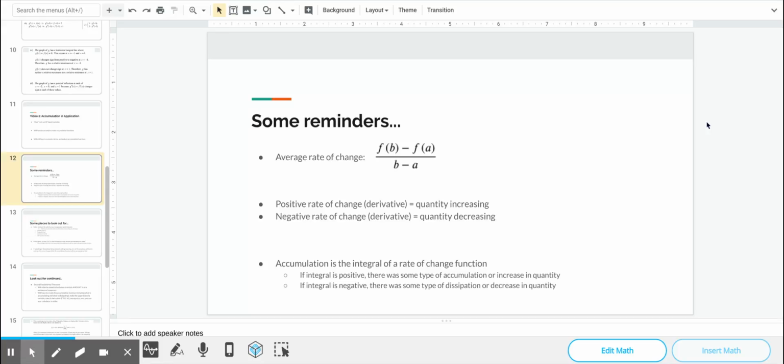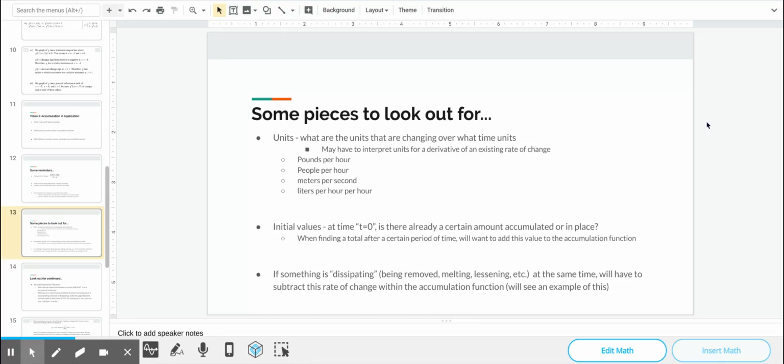The accumulation is the integral of the rate of change function. So this is pretty much everything that we've been talking about. This is what it's all been leading towards with integration. If I take the integral of some rate of change function and it's positive, there was some type of accumulation or increase in that quantity. And oppositely, if the integral is negative, some type of dissipation or decrease in the quantity. So again, think about snow falling. I know the rate at which snow is falling. If I take the integral of that rate of change function over a certain period of time, I would know how much snow has fallen on the ground. It's that exact idea.